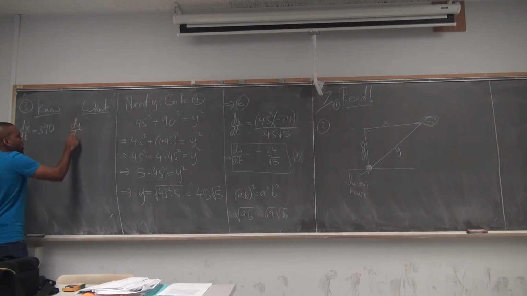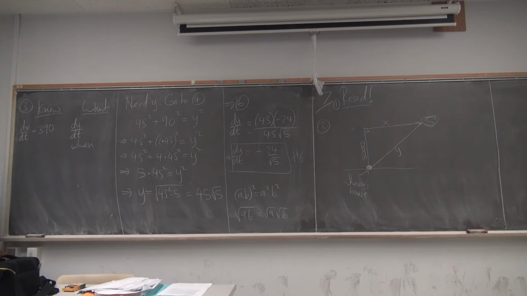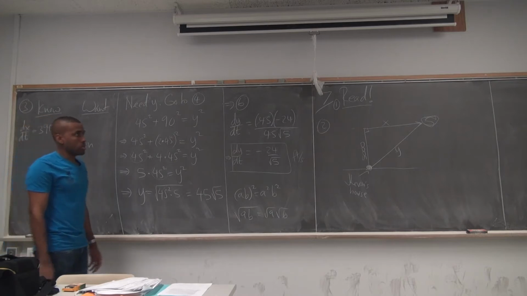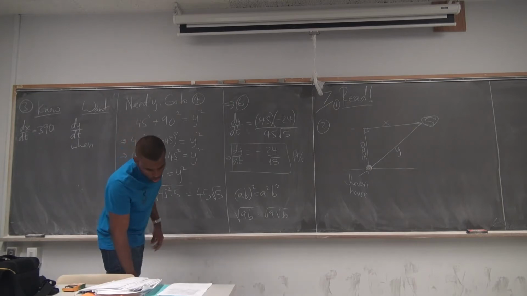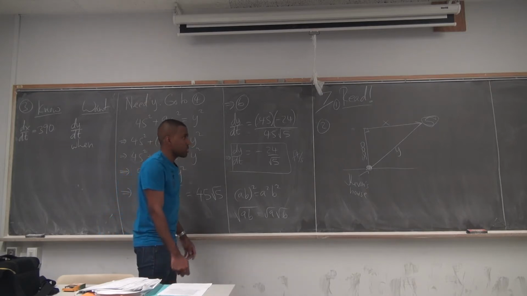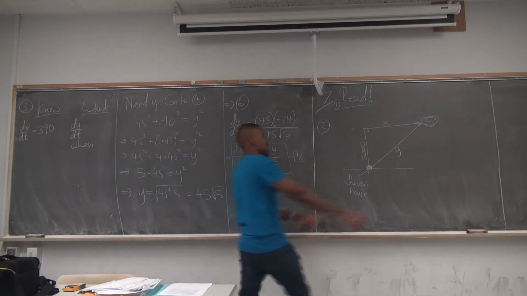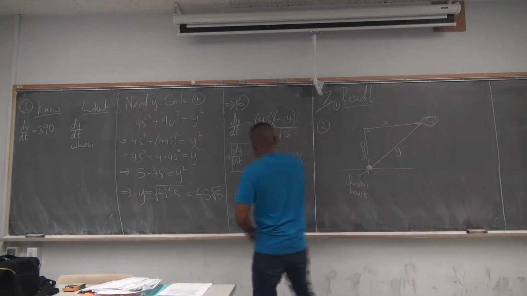Well, dy/dt. How fast is that distance changing? When? When he's 13,000 feet. Okay, so what's that describing? It says when Superman is 13,000 feet from the house. So you're going to measure the distance between Superman and the house, which is actually the y. And you want that to be 13,000.